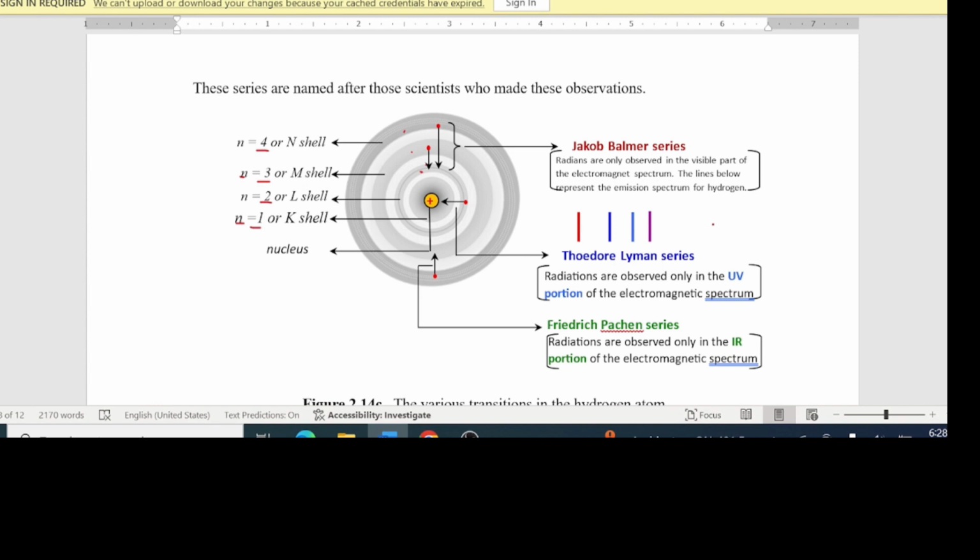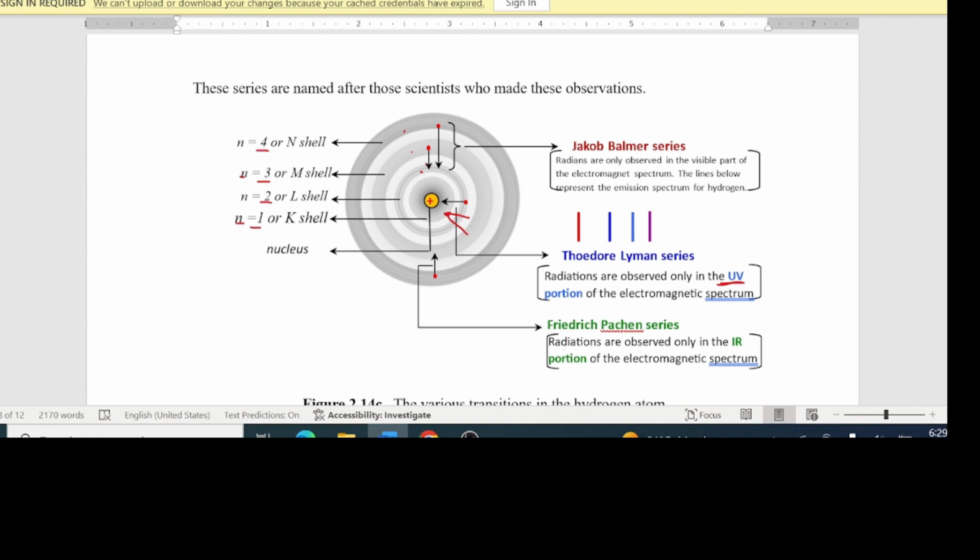Theodore Lyman now discovered another pattern. He found that if an electron is bumped from the first shell to the second shell and it returns, the human eye cannot detect that radiation, because the photon that is given off here, or the quantum of energy, does not correspond to any in the visible spectrum. But these can only be detected in the UV part of the electromagnetic spectrum. So from 1 to 2, from 1 to 3, and backwards, 1 to 4 and backwards, these are only detected in the UV part of the electromagnetic spectrum.